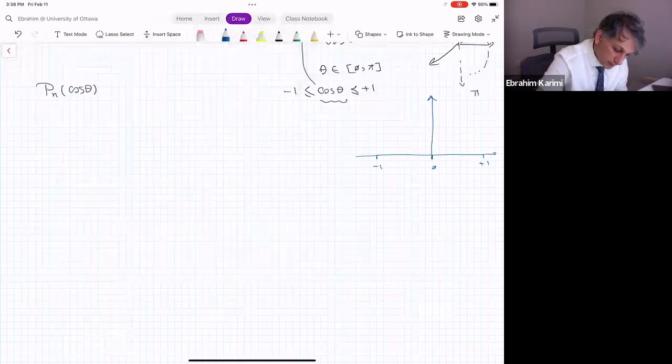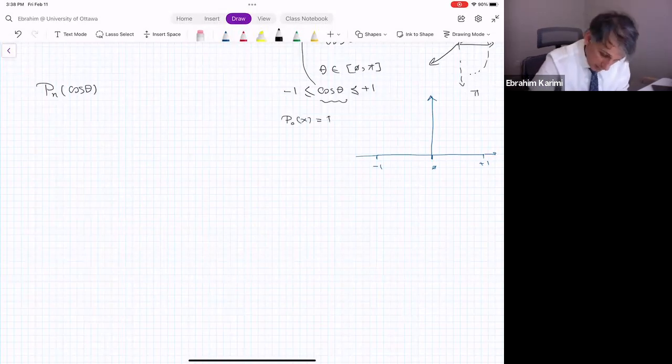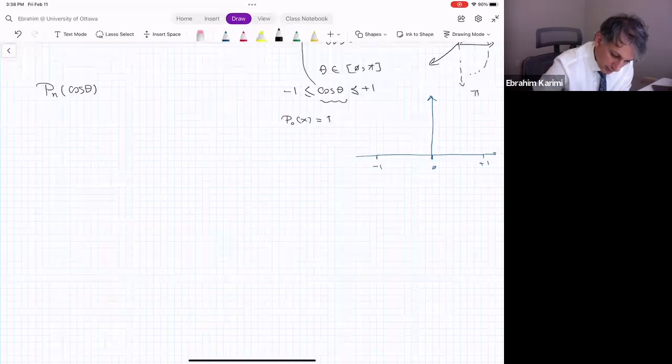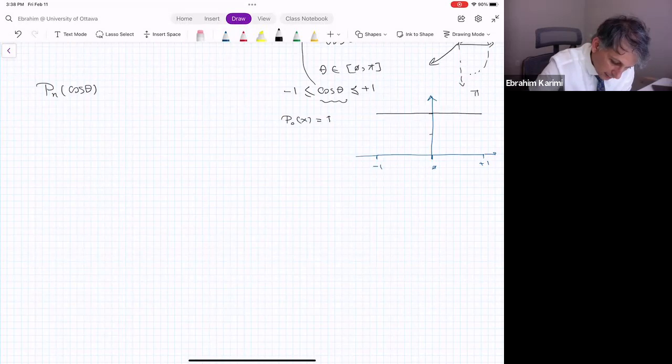So the first one was P0 of x, which was 1. And this function is constant. So I assume that this is the value of 1. So this function is always constant, which gives you a constant value here. What about the second function, which is P1 of x, which based on the discussion that we had in physics is given by x? So this function is changing from negative to positive. It's going to be like this. It goes like that.